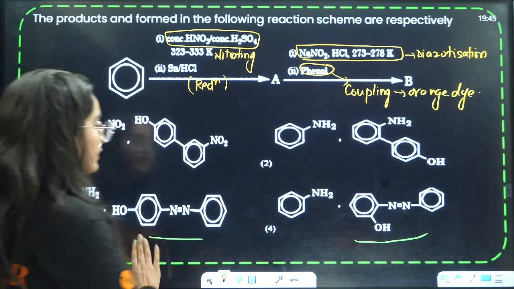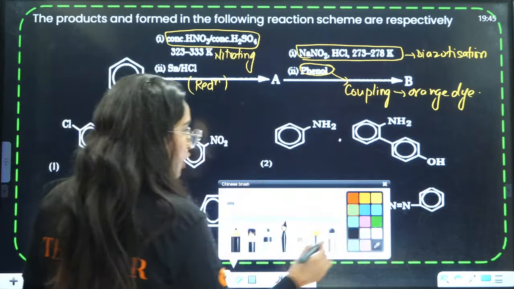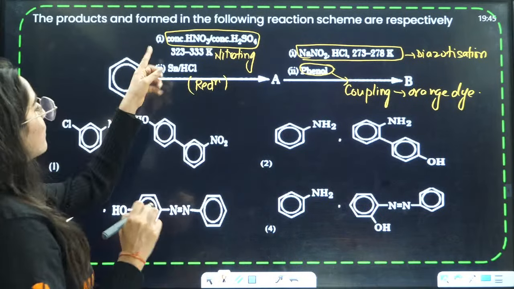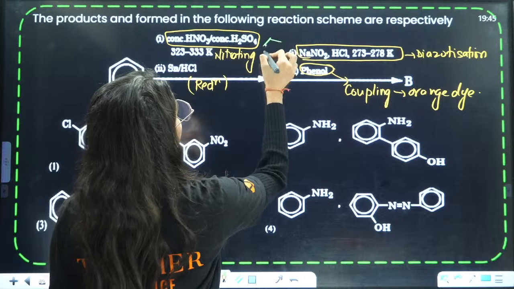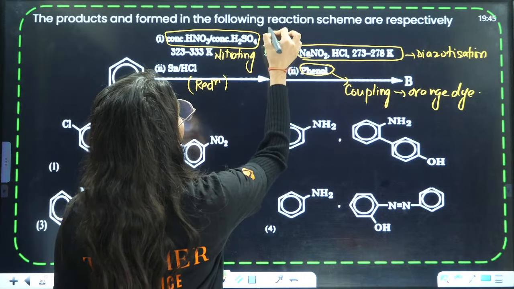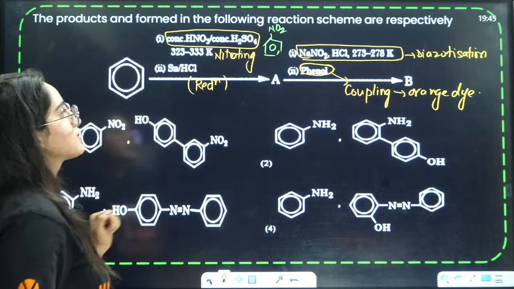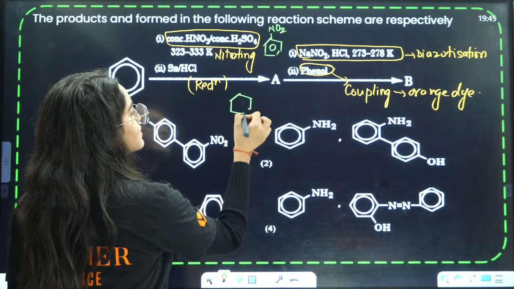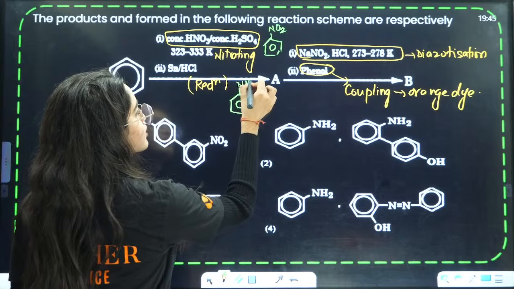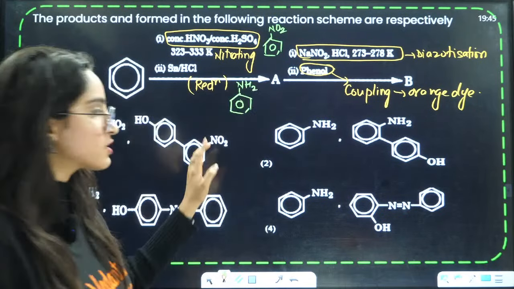Very good. Now, let us see what is going to happen here. Firstly, because of this HNO3, you will have the formation of nitrating mixture. You will have the formation of NO2 group on benzene. Then after the reduction with tin HCl, this NO2 will be reduced to NH2, right? So this is the formation of aniline.